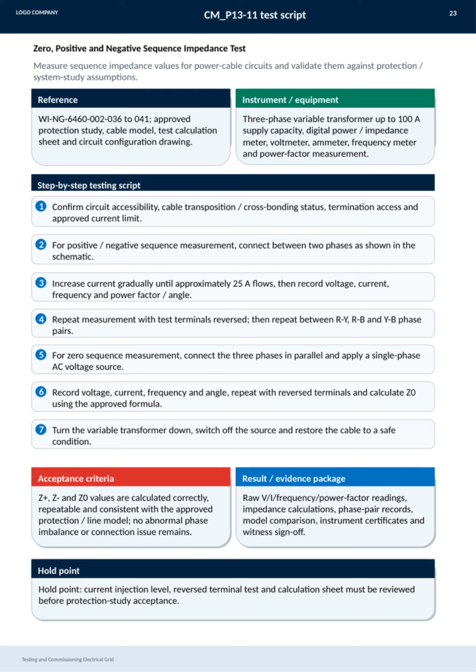Acceptance criteria require the calculated impedance values to be accurate, repeatable, and consistent with approved models, showing no abnormal phase imbalance or connection issues. Finally, all readings, calculations, model comparisons, and instrument certifications form part of the result package, with a critical hold point to review current injection levels, reverse terminal tests, and calculation sheets before formal acceptance. This thorough approach ensures reliable validation of the electrical grid's protection performance.